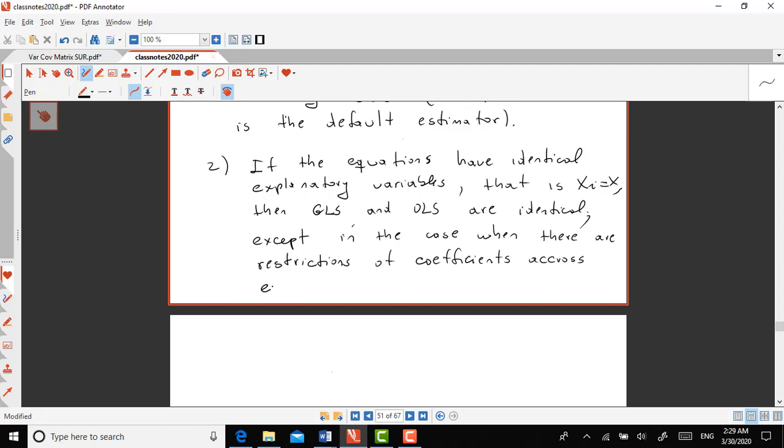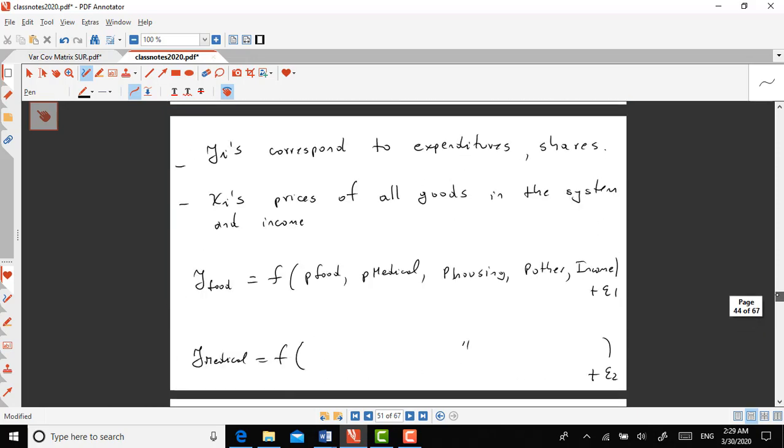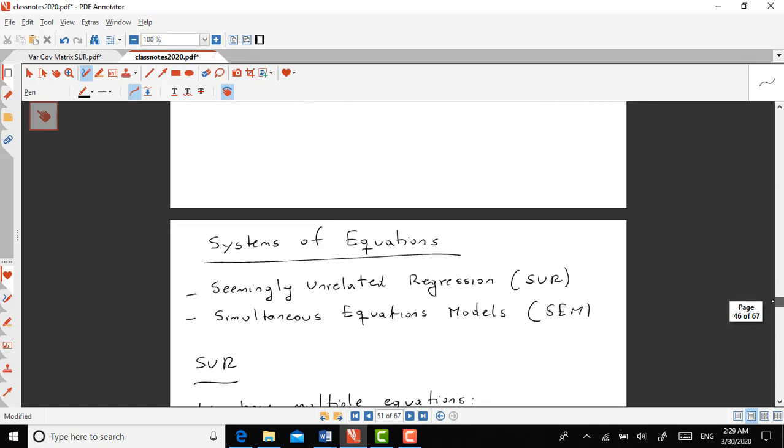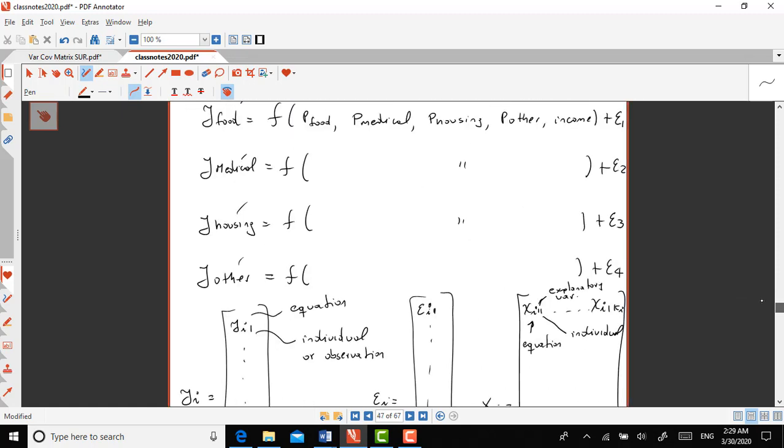And I'll give you an example of what I mean by this. What does it mean? I mean, hopefully you all understand that you can have the same dependent variable with the same explanatory variables, and actually that's kind of the example that I was giving you for demand system. So you might be wondering what's going on.